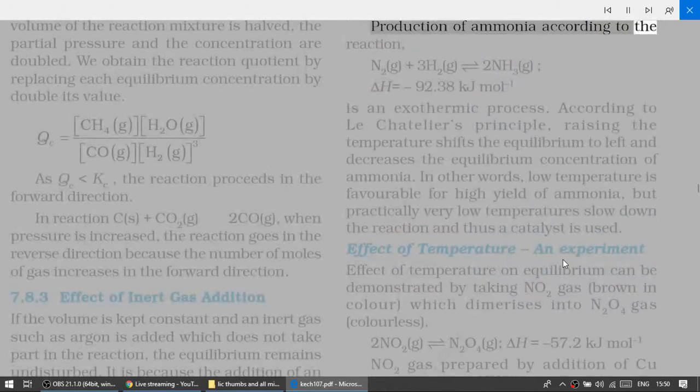Production of ammonia according to the reaction N2(g) + 3H2(g) ⇌ 2NH3(g), ΔH = -92.38 kJ/mol, is an exothermic process. According to Le Chatelier's principle, raising the temperature shifts the equilibrium to the left and decreases the equilibrium concentration of ammonia. In other words, low temperature is favorable for high yield of ammonia, but practically very low temperatures slow down the reaction and thus a catalyst is used.